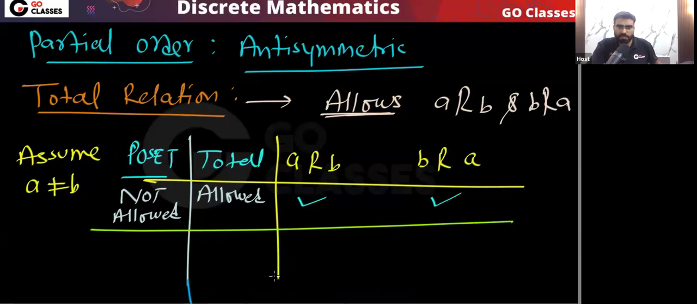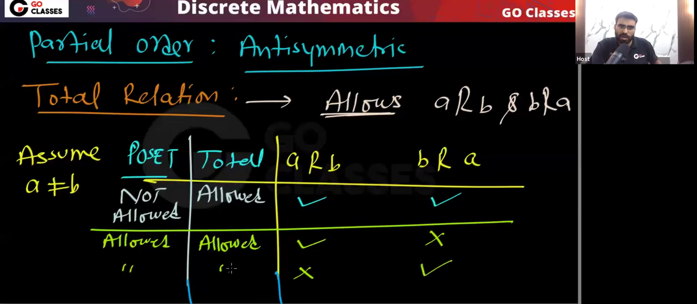Can you notice that if this happens, this does not happen? This is allowed in both of them. Yes or no? If this does not happen, this happens. This is also allowed in both of them. If both do not happen, this is allowed in what? If both do not happen, this is allowed here, but this is not allowed here.